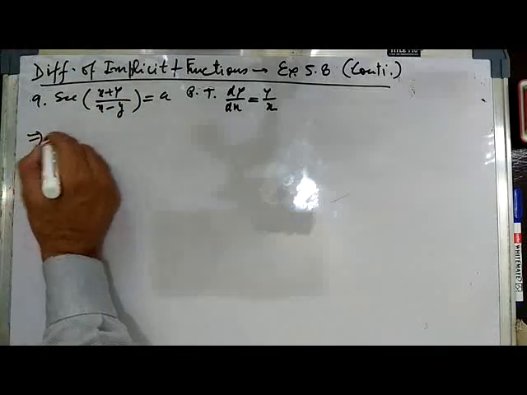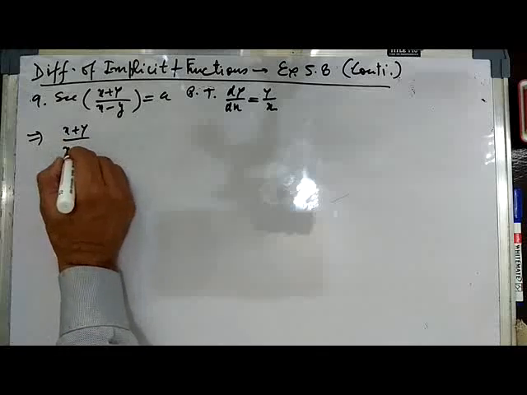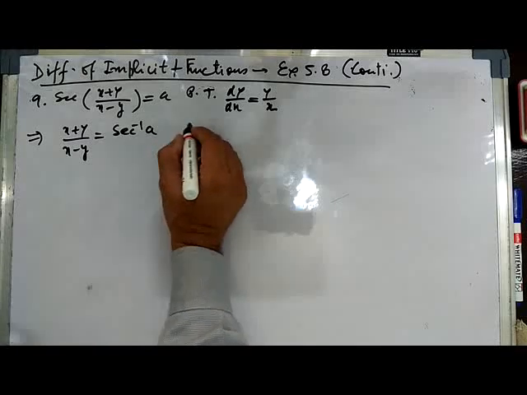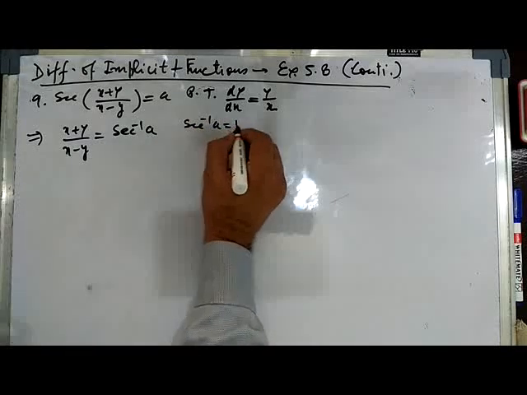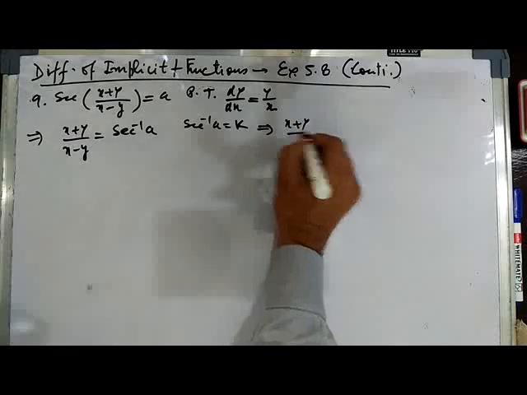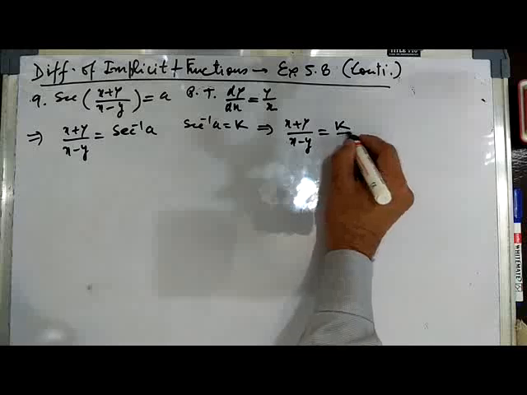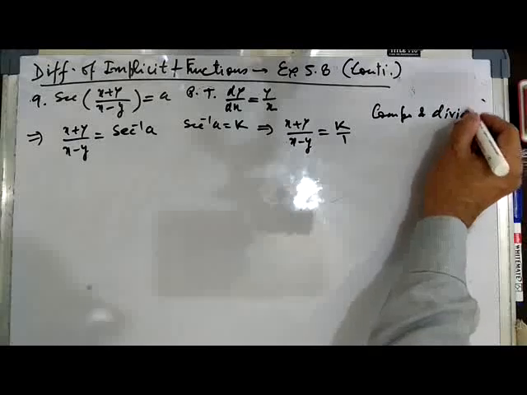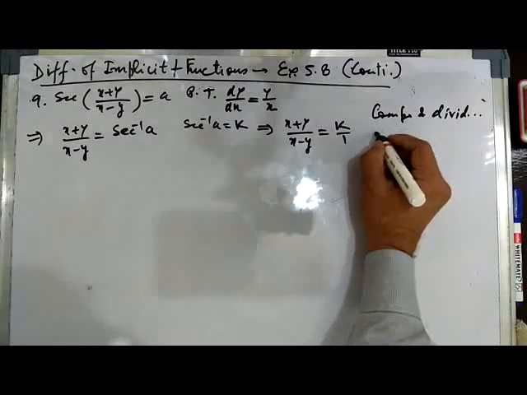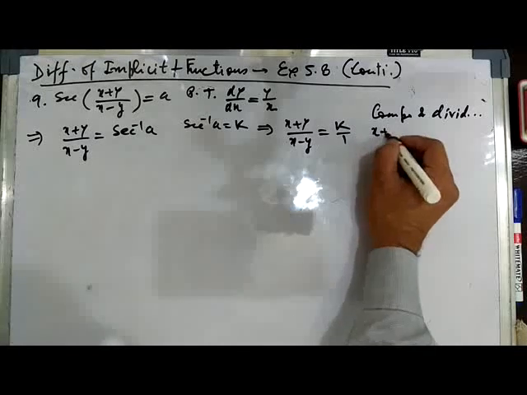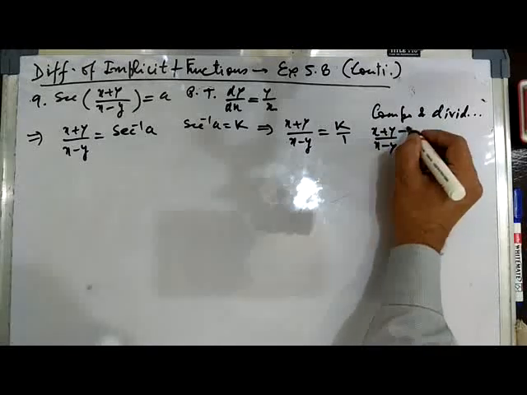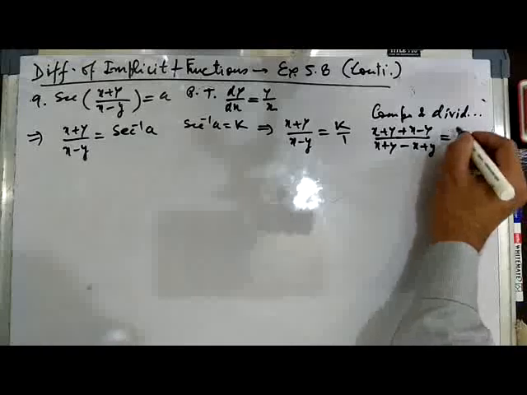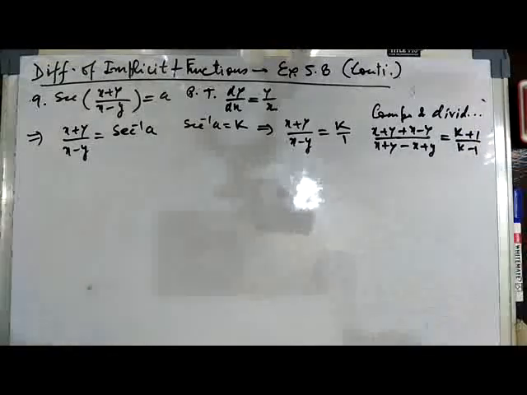Rather than doing it this way, we simplify this. (x plus y) upon (x minus y) is sec inverse a. Now sec inverse a, being constant, can be taken as k. So it is (x plus y) upon (x minus y) equals k. Now here we apply the componendo and dividendo theorem. So it will be (x plus y plus x minus y) upon (x plus y minus x plus y) equals (k plus 1) upon (k minus 1).